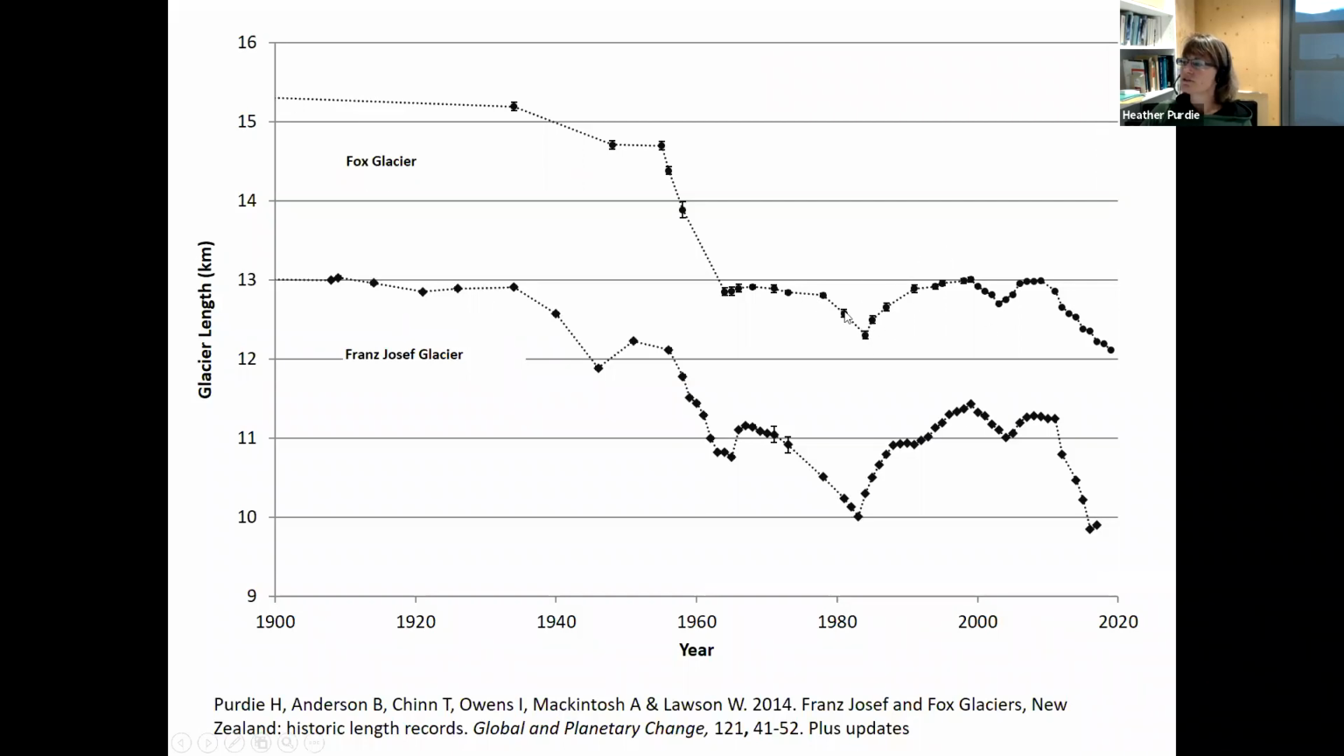Quite an extensive period of advance at both glaciers through the mid-1980s, culminating in about 1998, 1999. We saw a period of retreat and then yet another advance. The most recent advance was from 2004 through to 2008. But since then, both glaciers have been retreating rapidly.